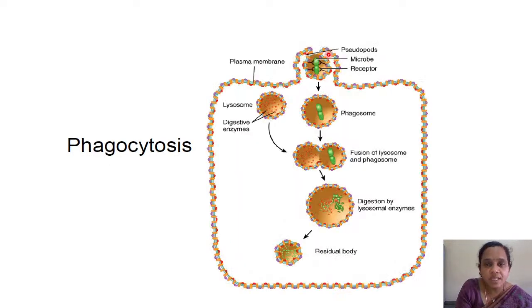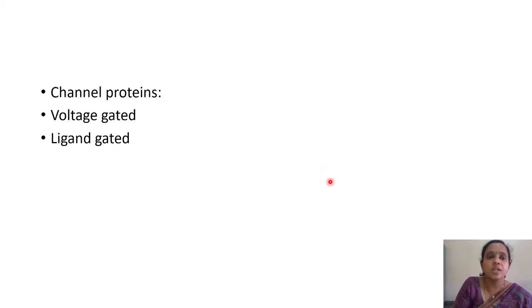The difference between this and phagocytosis is that in phagocytosis, the microbe is there and the whole of the cell membrane will pinch out and engulf that particle. So that is the difference between phagocytosis and endocytosis. Then once it enters, it fuses with the lysosome and all these things will happen. So that is the difference. This is about the vesicular transport we have seen.